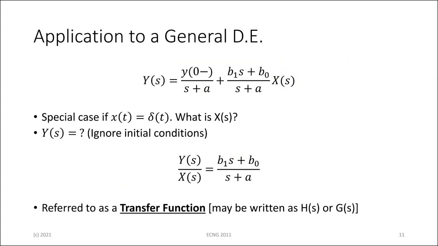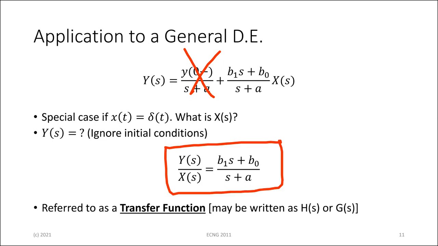All right, so in this particular case, if x(t) is an impulse, X(s) is 1. The Laplace transform of an impulse function is 1. So if you do that and then you ignore the initial conditions, so ignore this, then if X(s) is an impulse, what we get is a particular expression here, which is the output over the input transform.